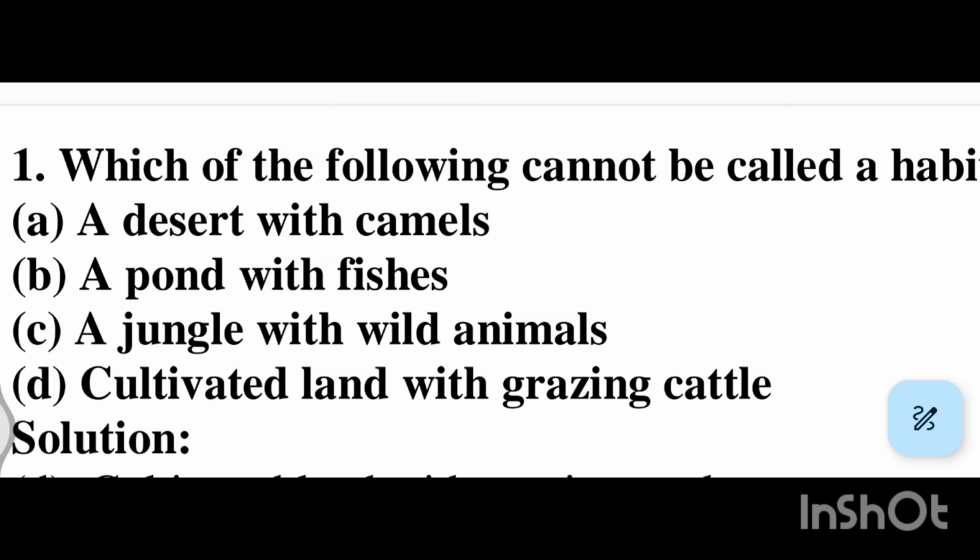So as we know that camel lives in desert, fishes live in ponds, and wild animals in jungle. So option D is the correct answer, that cultivated land with grazing cattle, no kind of animal is living there.